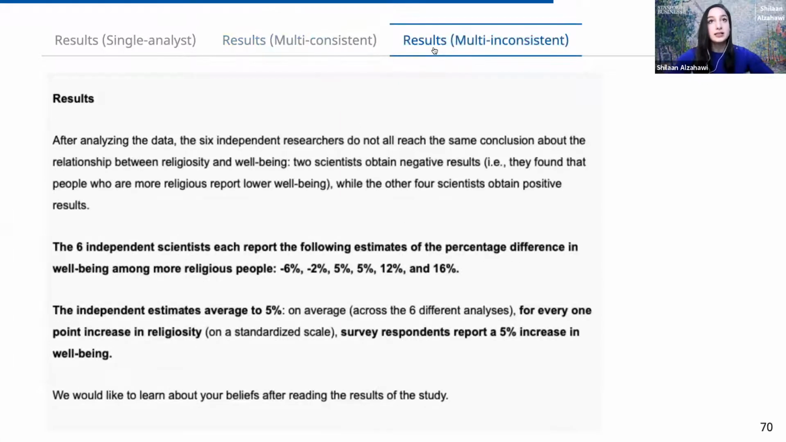In the multi-inconsistent condition, on the other hand, we first explained that there's a lack of consensus. So 2 scientists obtained negative results. They found that people who are more religious report lower well-being, while the other 4 scientists obtained positive results. And we give them these 6 estimates. And as you can see, there's quite a large range in these estimates. They range from -6 to 16%. They are told that the independent estimates average to 5%.